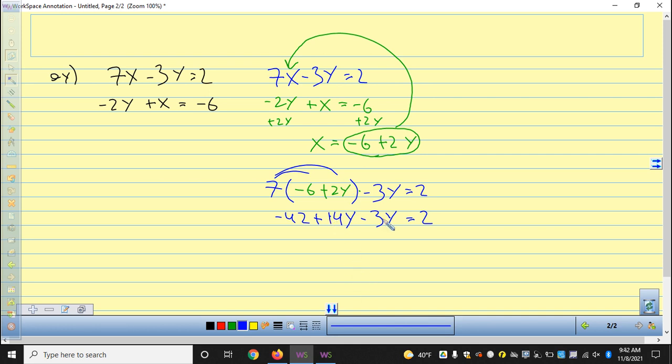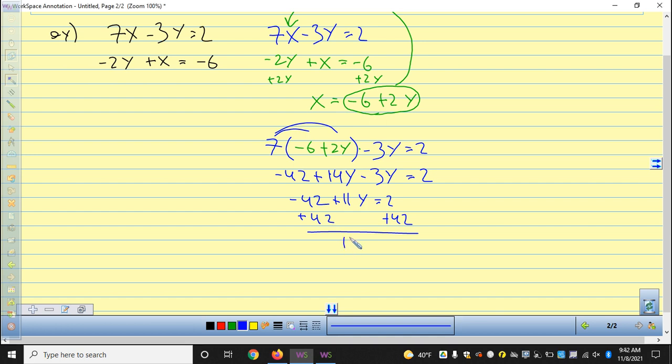I need to combine my like terms. 14y minus 3y is 11y. So I have negative 42 plus 11y equals 2. Add 42 to both sides. And I get 11y equals 44. Divide by 11. And I get y equals 4.